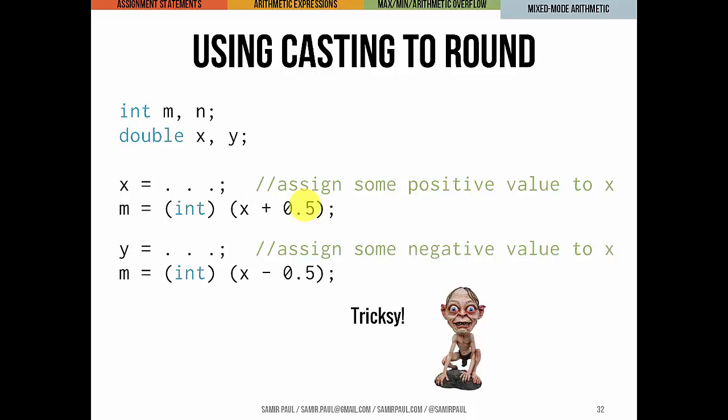But look, if we start with 13.7, well, if x is 13.7 and I add 0.5 to it, that means 13.7 plus 0.5 is 14.2, and I cast that 14.2 to an int, well, the 0.2 gets dropped, and now I have 14 as an int. So that 13.7 now got rounded up to 14. This is tricky, and it works the other way too with negative numbers. So try it out for yourself. Come up with an example.